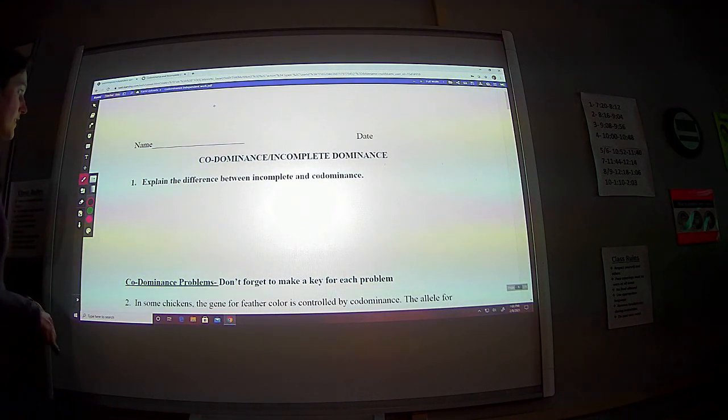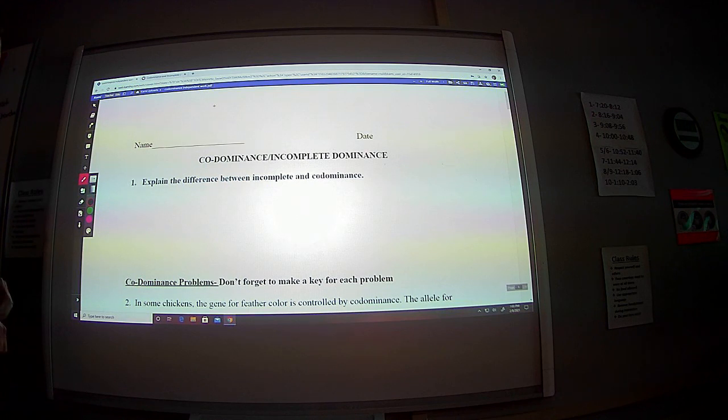Since you are doing it online, you don't have to write out your Punnett squares right now. If you want to, you can take a picture of your work and send it to me that way. Or you can just answer the questions as you're going through it, and that way I'll know that you did the squares correctly. So we're starting off with just some definitions.